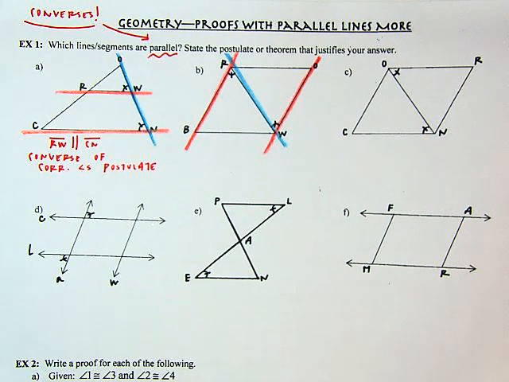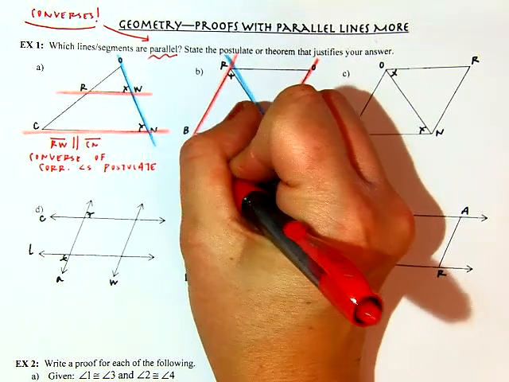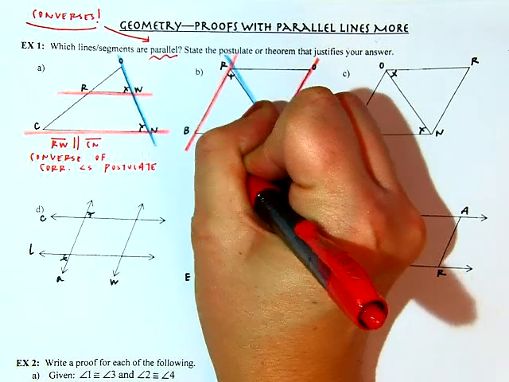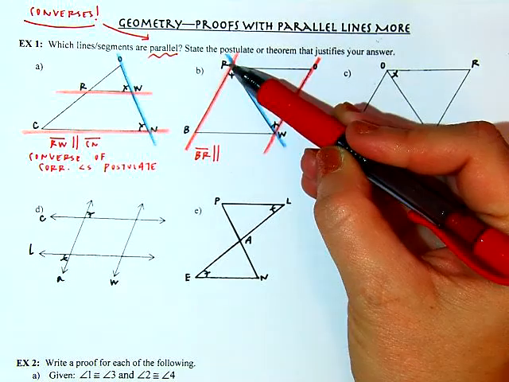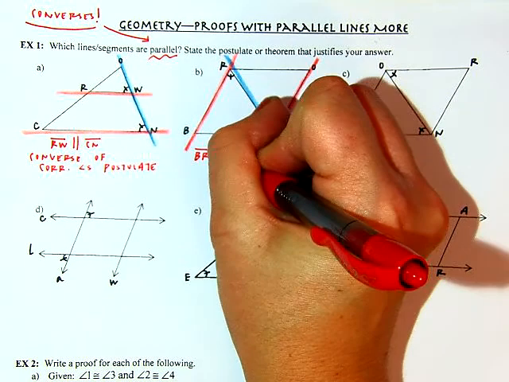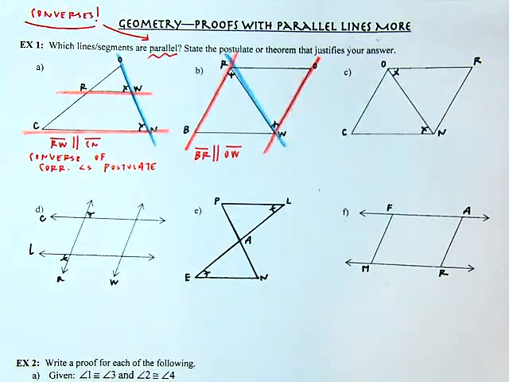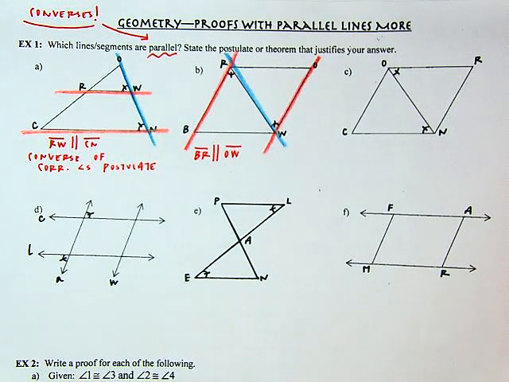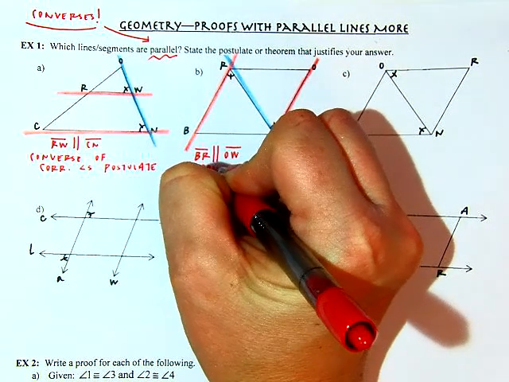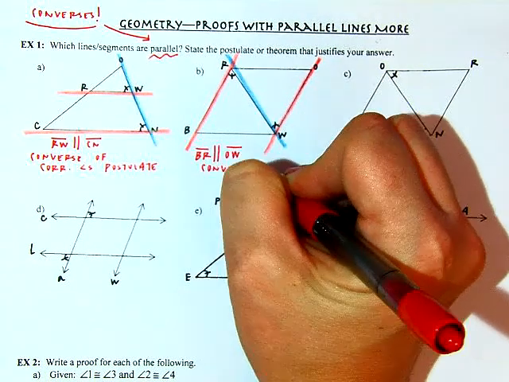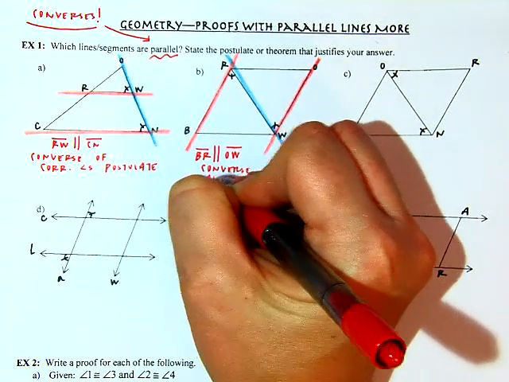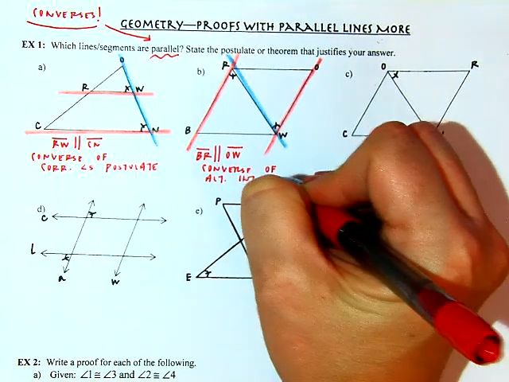So if I have alternate interior angles that are congruent, then yes, that will lock my pathways into a parallel position. So here I can say that BR runs parallel. So BR runs parallel to OW. Okay, if I had written that as WO, that would be fine as well. Okay, my reason here again would be a converse. So converse of the alternate interior angles theorem.